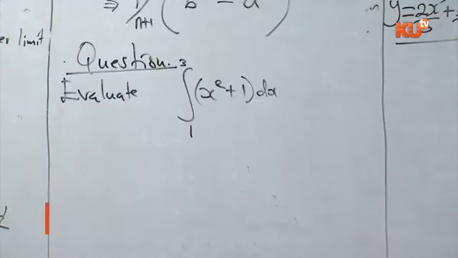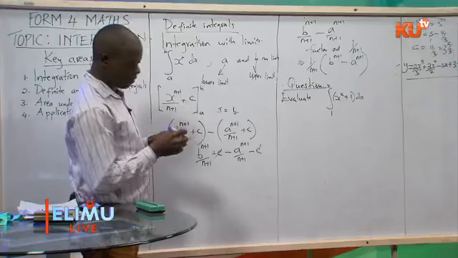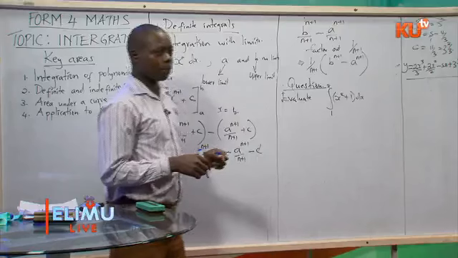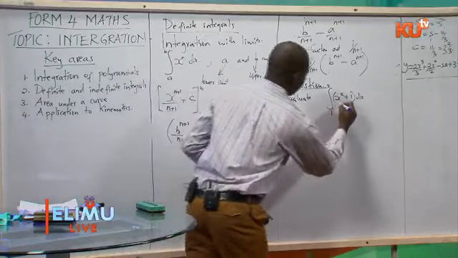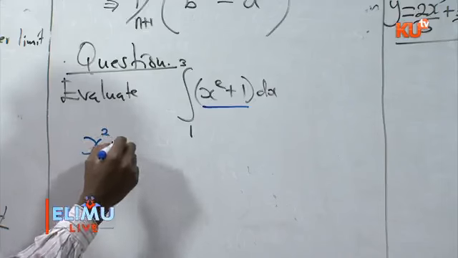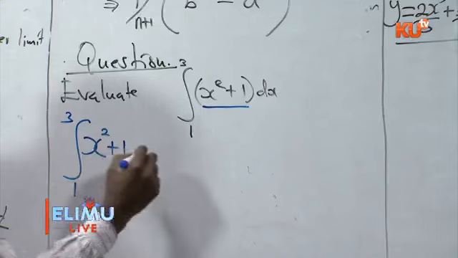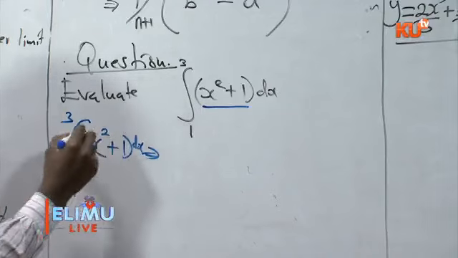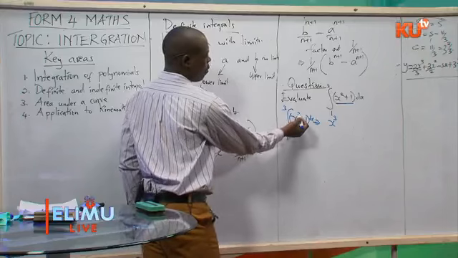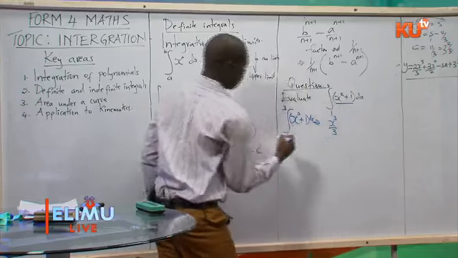We are told to integrate x squared plus 1 dx, from 1 to 3. So what do we do? We start with this function, x squared plus 1. Integrating, we have x cubed. Why 3? Because we add 1 to the power: 2 plus 1 is 3. We divide by the new power, which is 3.